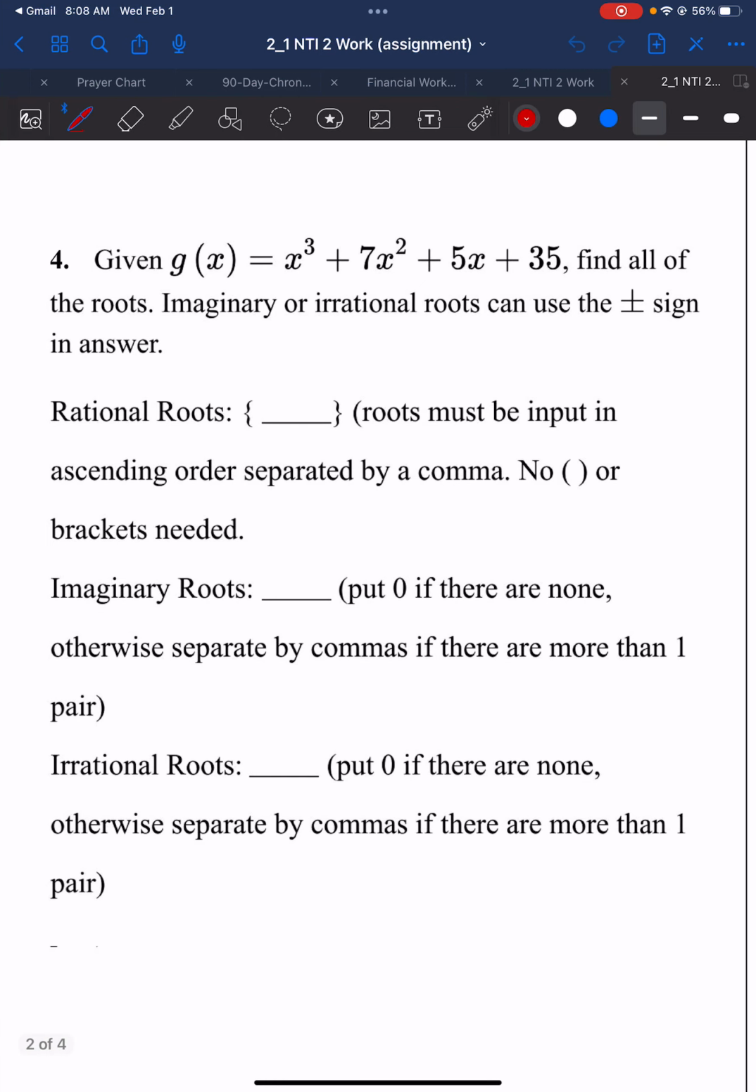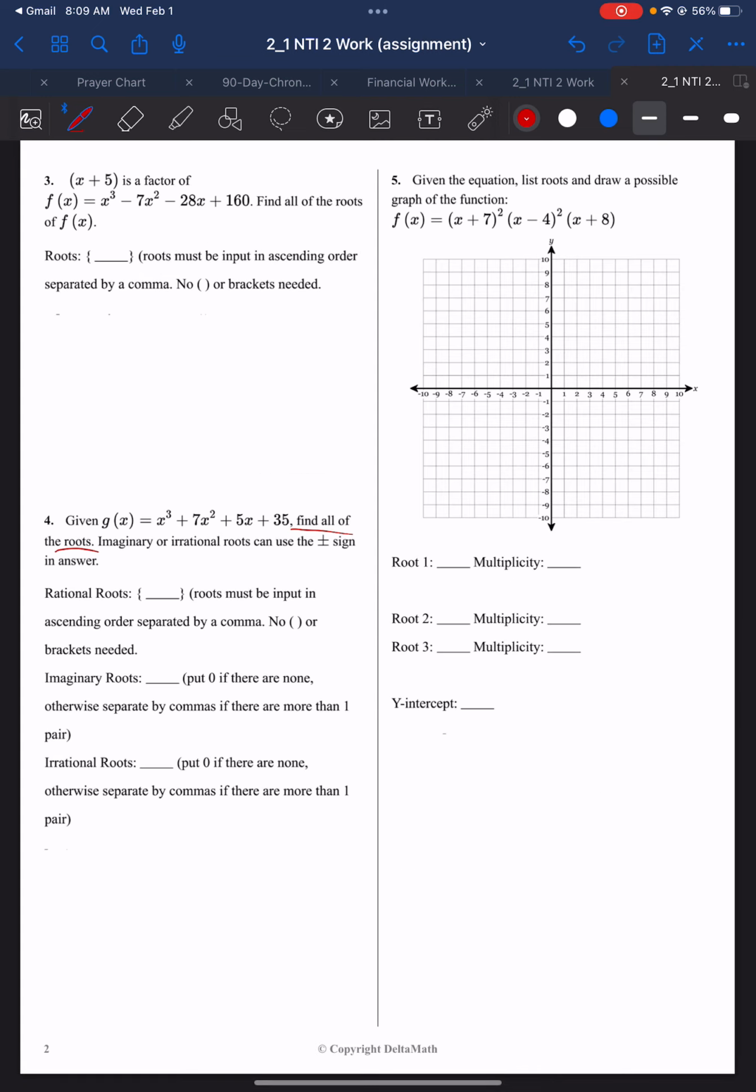So, starting on number 4, we're going to see this. It gives us this cubic equation, or this cubic polynomial rather, and it wants us to find all the roots. This is really similar to number 3. Okay, you'll see up here, the only difference is that this gives you a factor and this doesn't.